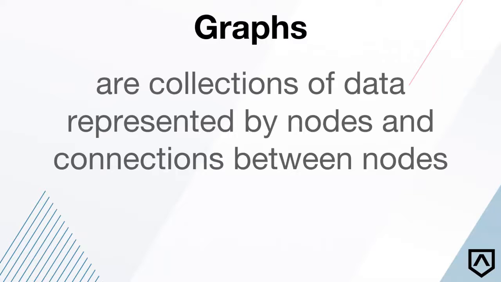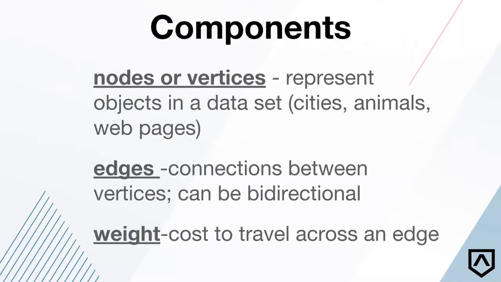A graph is simply a collection of data that is represented by nodes and connections between those nodes. So you've probably already used or implemented some type of graph. You can think of graph as a very broad term, and there are lots of specific types that fall under the umbrella of a graph. For example, trees can be considered a type of graph. So if you've worked with trees, you've worked with graphs.